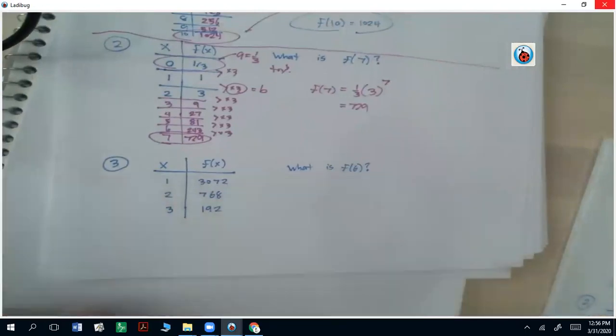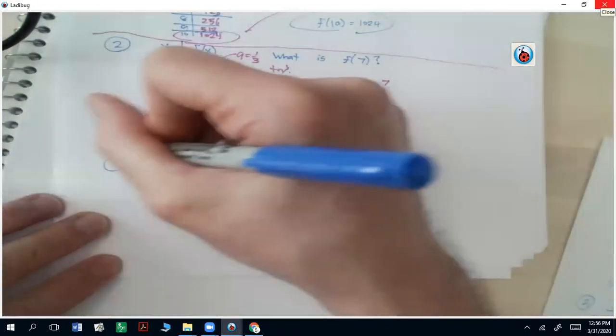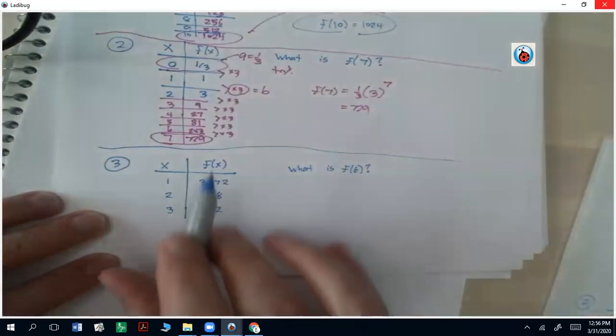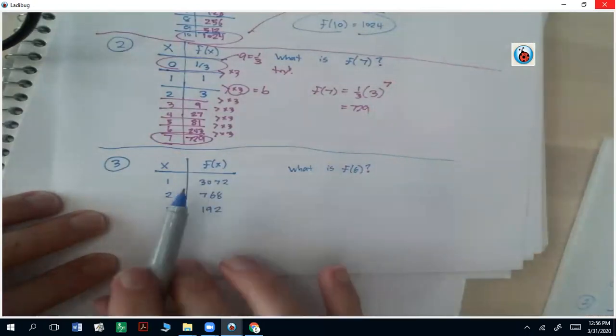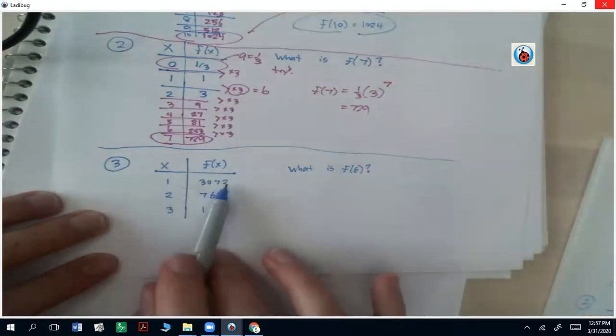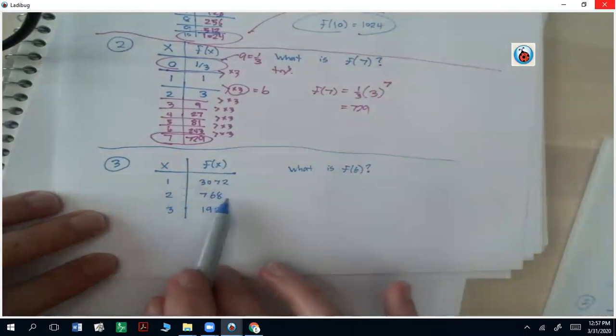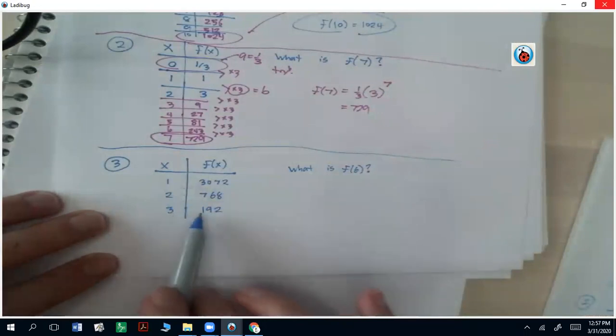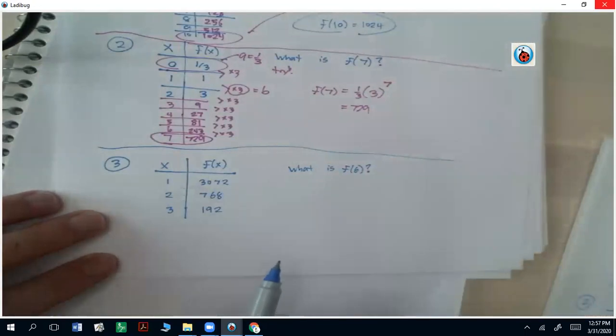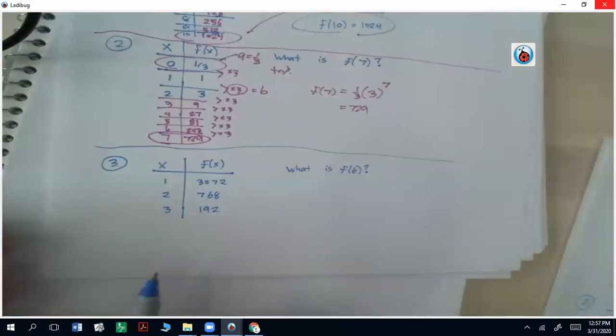All right, try this last one on your own. You have x, f of x. You have 1, 3072, 2, 768, 3, 192. We want to know what is f of 6. This one is a little bit trickier because it's decreasing. It's exponential decay instead of growth.